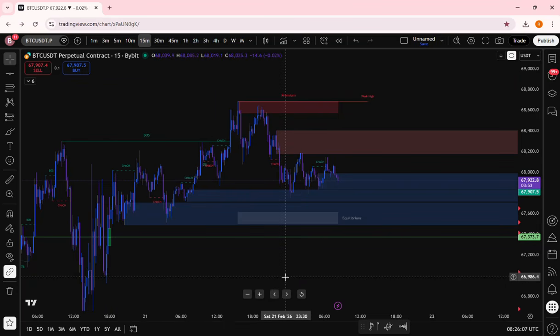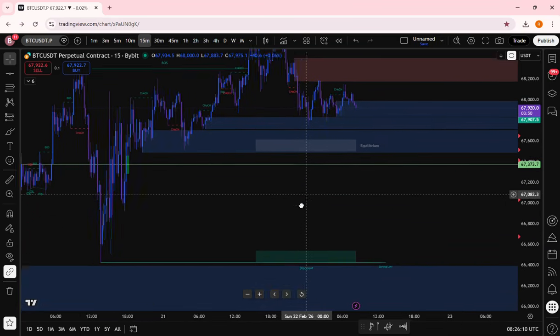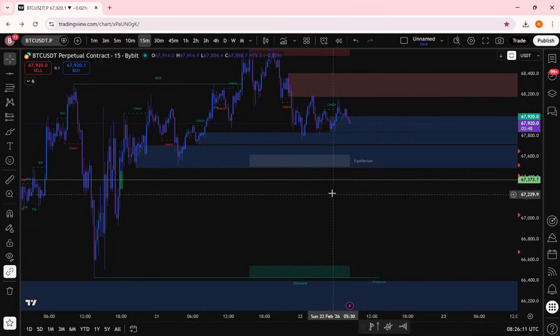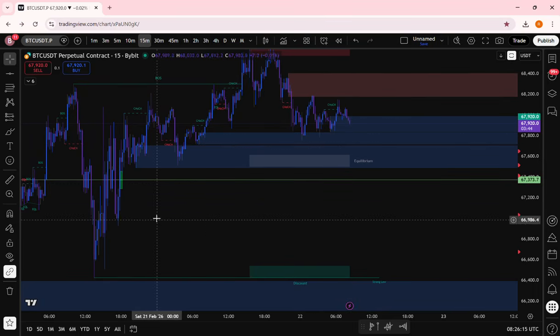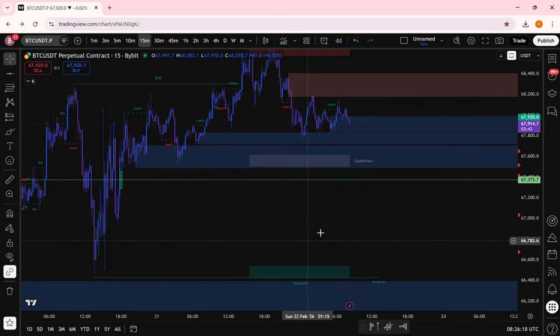And we can do the opposite on the long positions. If we lose this order block and we lose this fair value gap, price is more likely going to come into the discount range. It doesn't need to, it can find support in this area here.